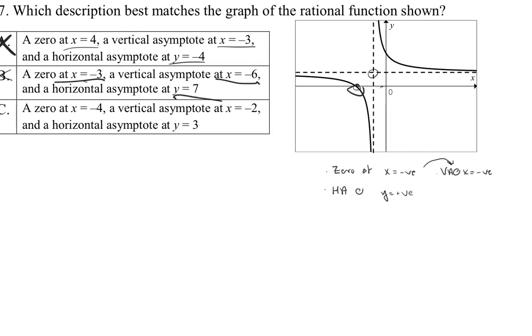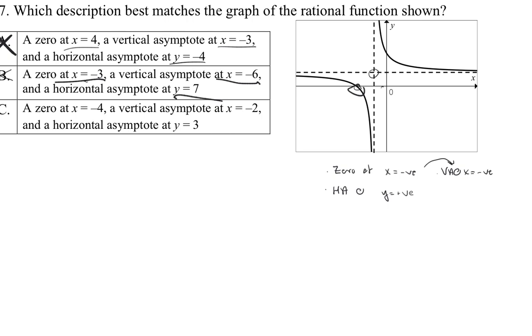And finally, for C, we have a zero at x equals negative 4, vertical asymptote at negative 2, that is correct, it should be less negative, and a horizontal asymptote at y equals 3, that looks correct.